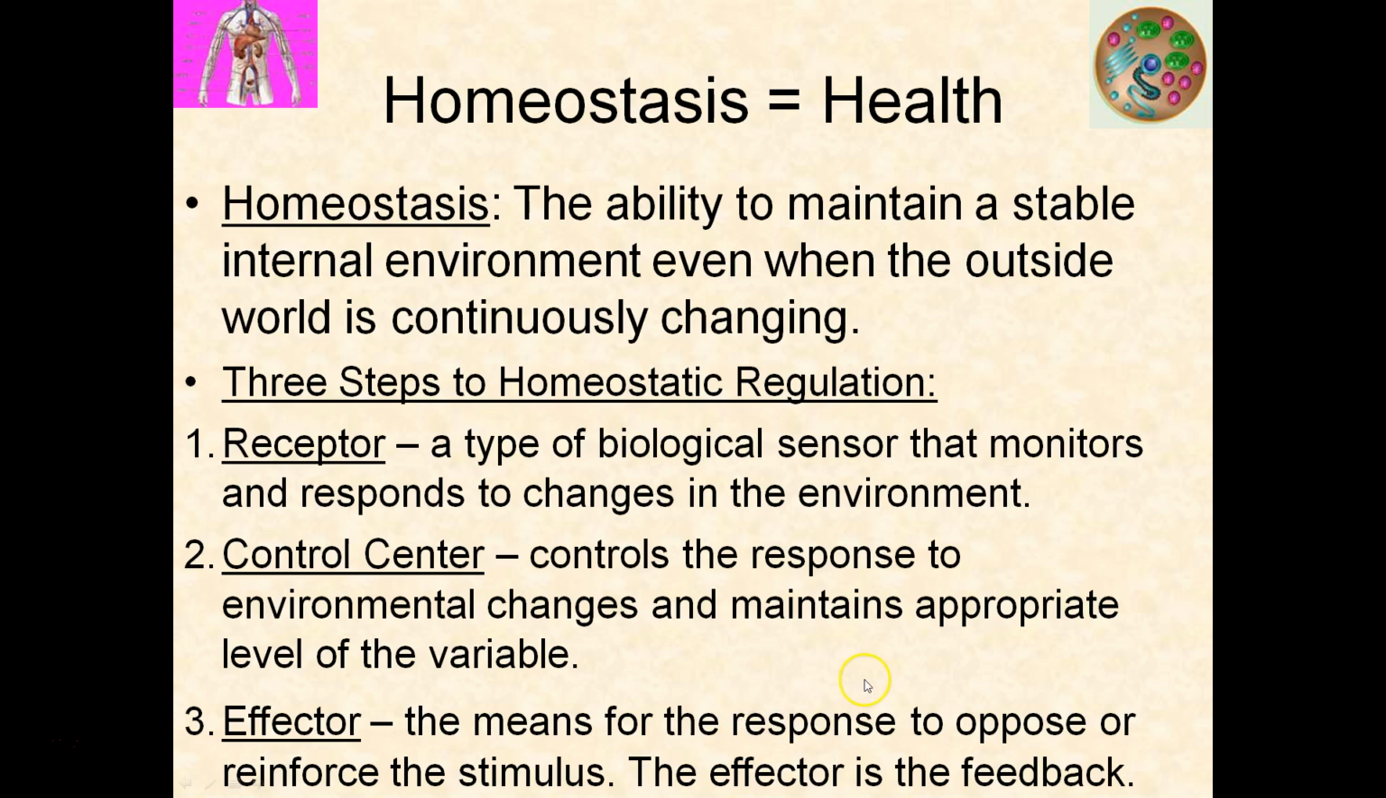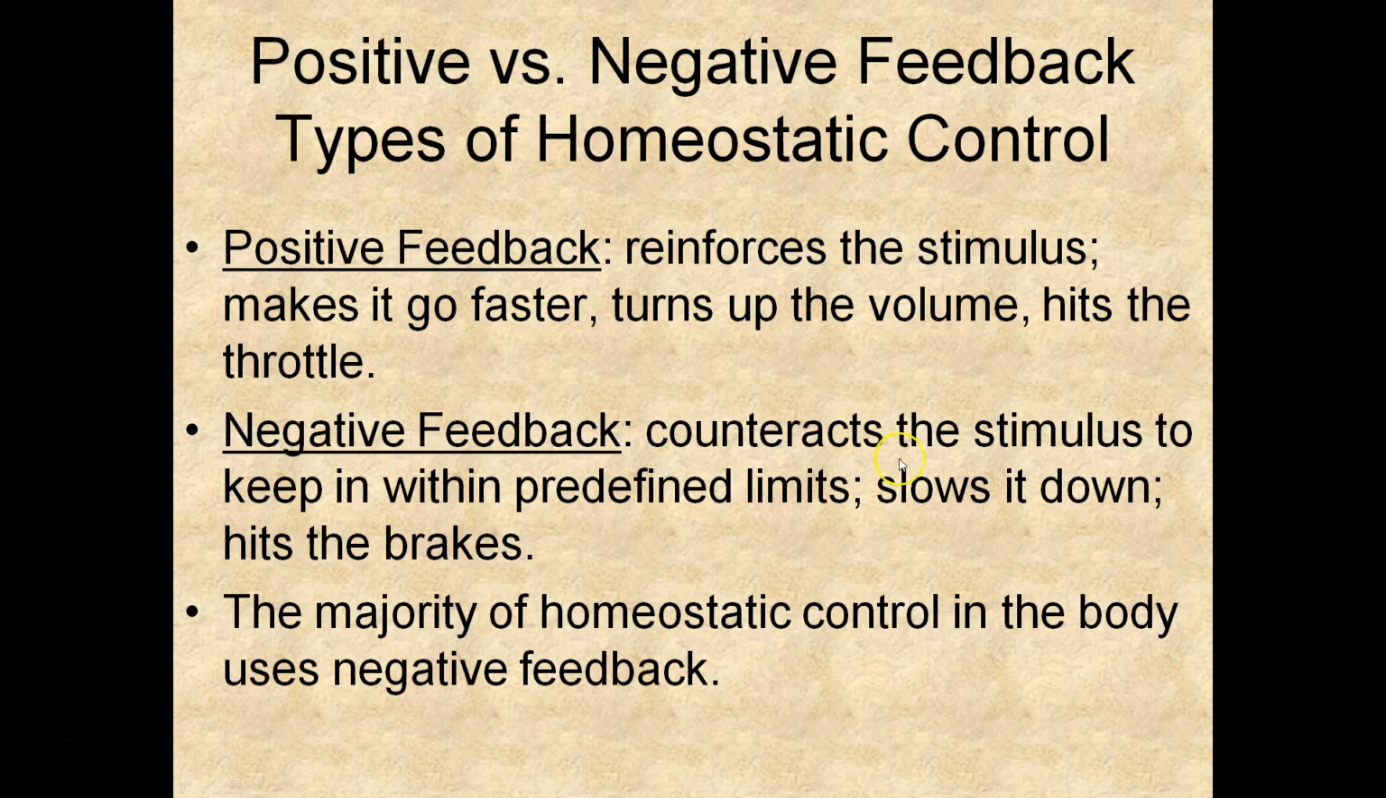So the effector is the feedback. And the word feedback we say over and over again is something called positive feedback and negative feedback. The effector is what the feedback is. The effector is what's going to happen. The effector is what needs to be done, or is going to be done. So the next slide here, we've got positive feedback and negative feedback. So these are basically the effects.